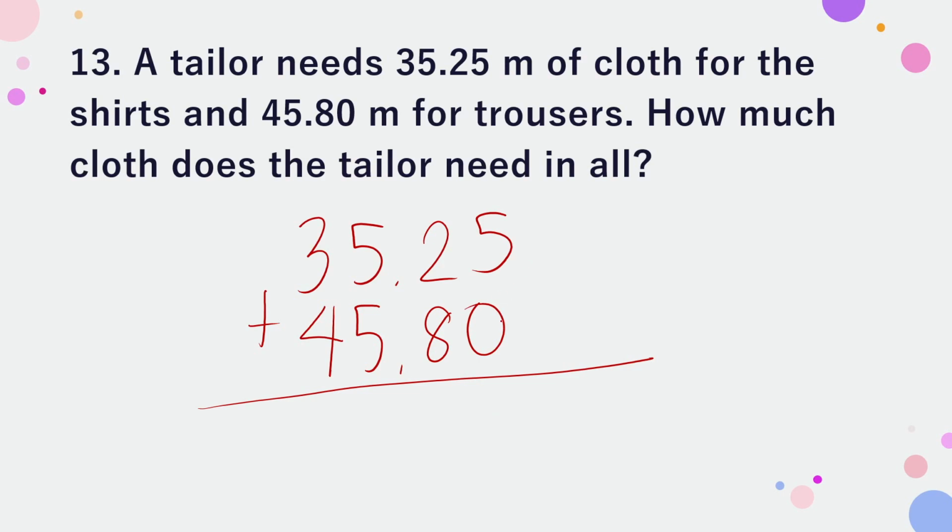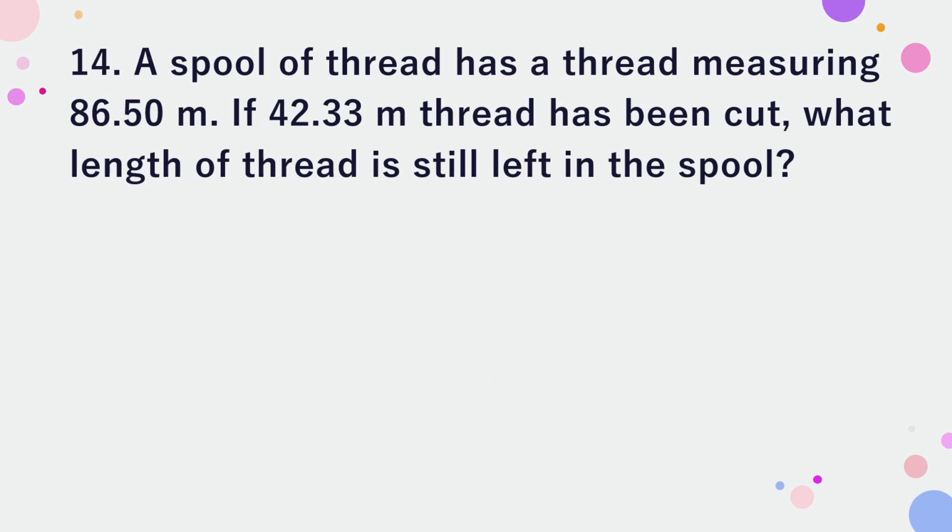Okay, who can give me the answer? Anybody? Sige, just say it, because I will write it. Go. 5, 0, 1, correct. 8. What's the unit? Meters. So the total cloth needed by the tailor is 81.05 meters. That's correct.